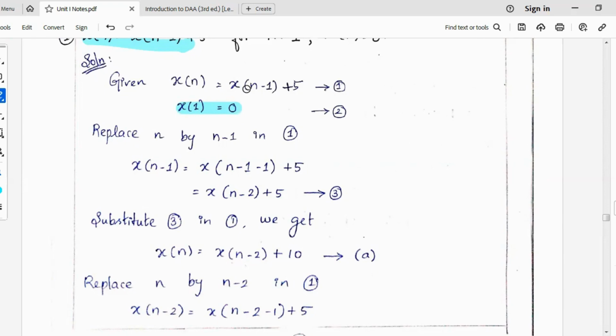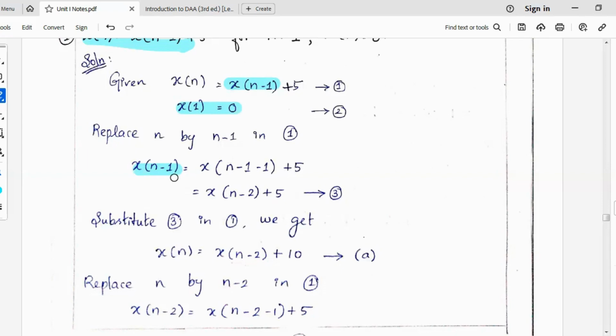Now, the backward substitution method. To substitute the expanded value of x of n minus 1, I have to apply n minus 1 in place of n. So replace n by n minus 1 in the first equation, and I will get the value of x of n minus 1. So x of n minus 1 equal to x of n minus 1 minus 1 plus 5, that is, x of n minus 2 plus 5. In the first backward substitution, I am getting x of n minus 2 plus 5.